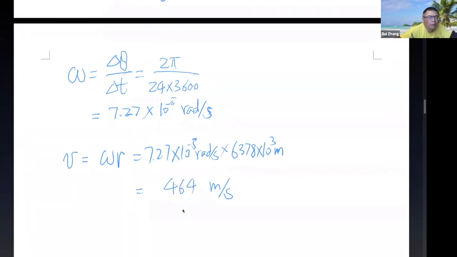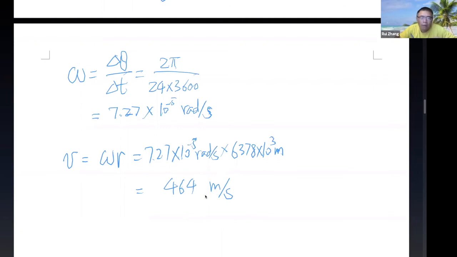Is that something you guys got as well? Roughly 464. That's what I would have gotten. I just didn't realize it was times 10 to the third. Oh, okay. Yeah. Well, this one seems pretty large, right?